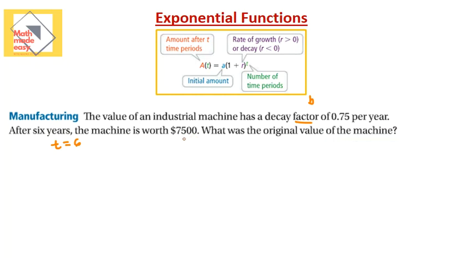Okay, so if we read that again, we will see that we don't have an initial amount. They didn't give us how much it was when they started. They gave us how much it is after 6 years. It's worth that after 6 years. So what are the original values? So what is missing is A here. So again, I have the same formula, A of t equals A multiplied by not 1 plus r, this time it's b to the power of t.